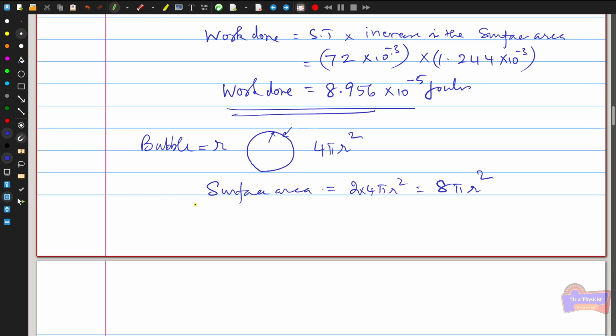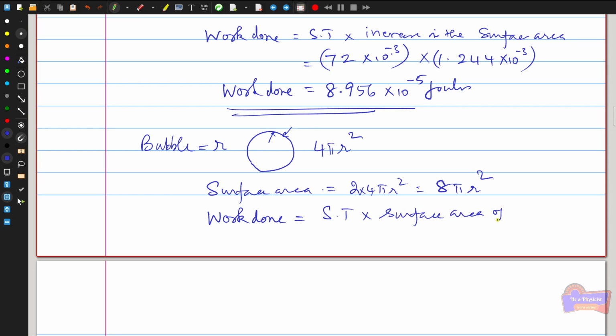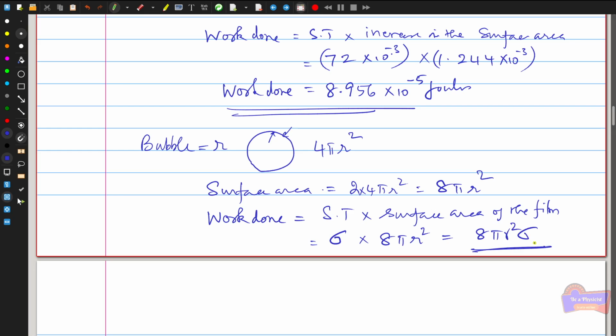And then the work done to blow a bubble is the surface tension multiplied by the surface area of the film formed. If we take the surface tension as sigma and the surface area as 8 pi r squared, then 8 pi r squared into sigma is the work done to blow a bubble. So if you know the radius and the surface tension of the bubble liquid, then you can easily find out what the work done is.